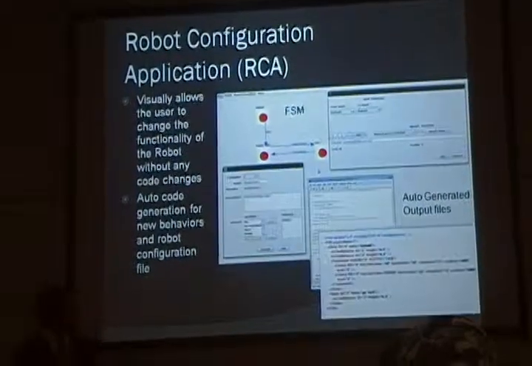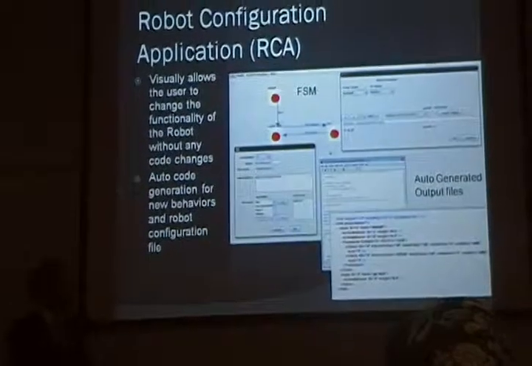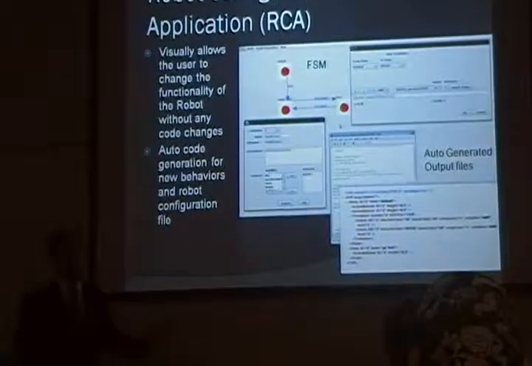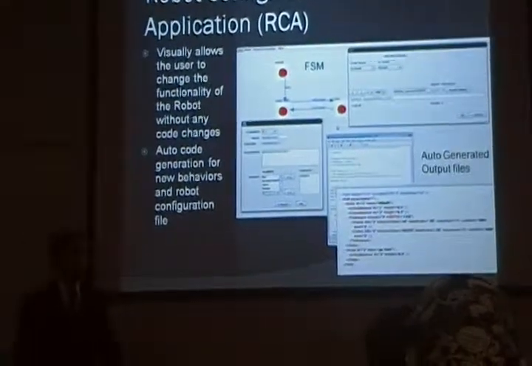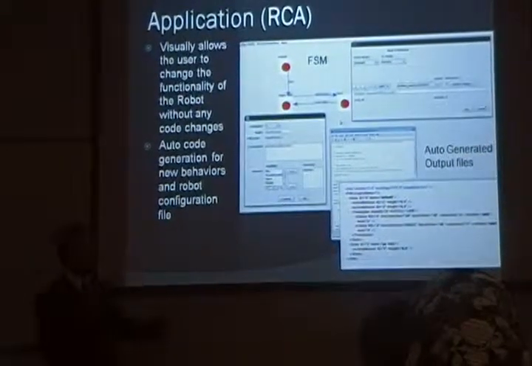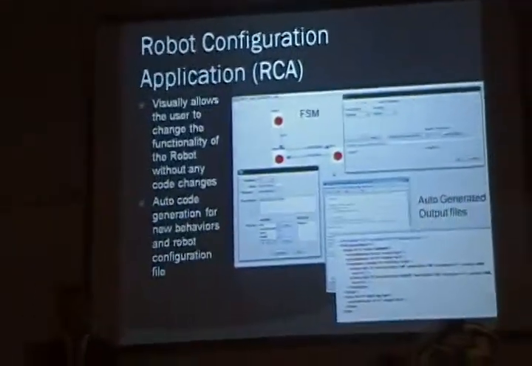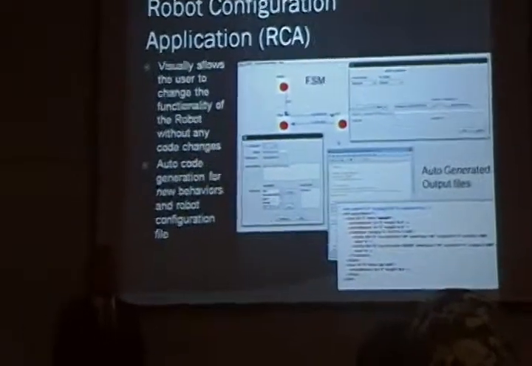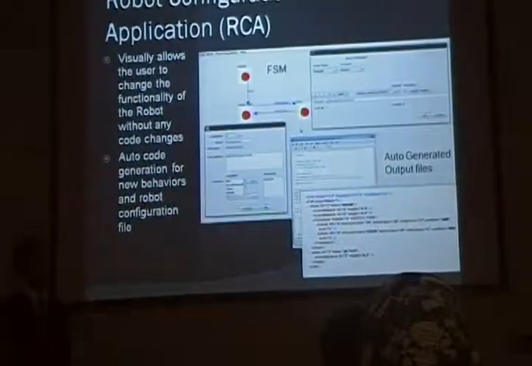To actually help us do that, we created the RCA, which is our configuration GUI. It basically allows us to visually lay out the finite state machine. As you can see here in the center, the red circles represent the states the robot's in, and the blue lines are the transitions between them. We can drag and drop these and determine what transitions occur based on behavior outputs, and auto-generate the configuration file that gets passed into the robot. So with no code change, you can totally change the functionality of the robot.